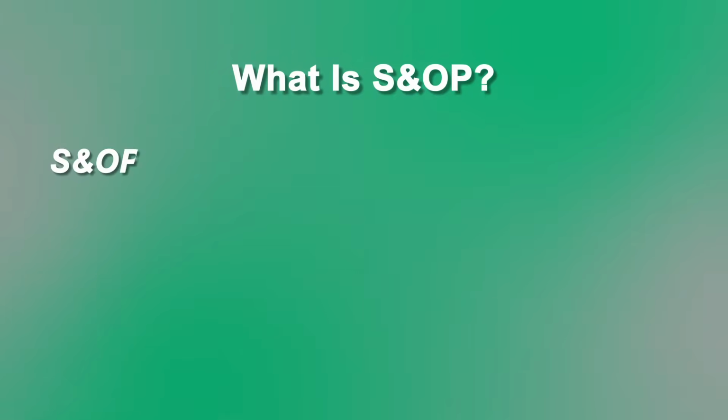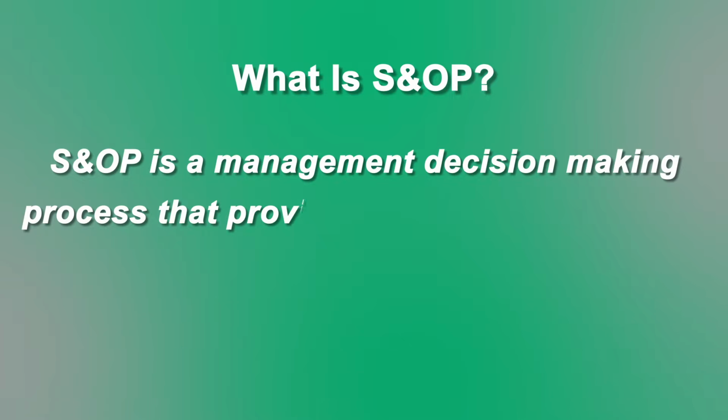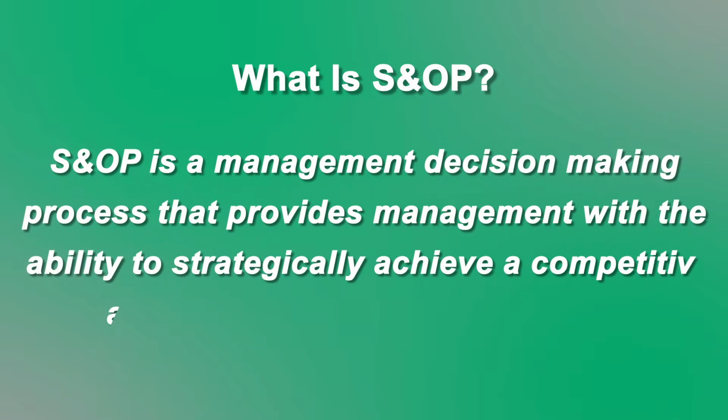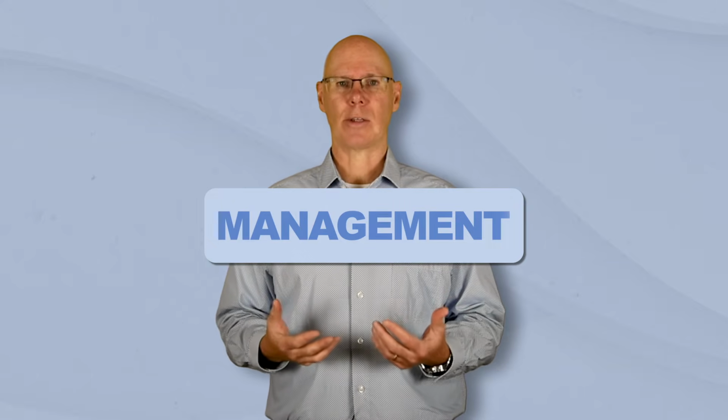So let's start with the definition. The following is a slightly paraphrased definition from the APICS or ASCM dictionary. S&OP is a management decision-making process that provides management with the ability to strategically achieve a competitive advantage on a continuous basis. The first important takeaway from this definition is the use of the word management. S&OP is a management decision-making process.